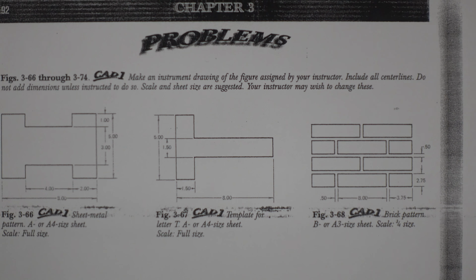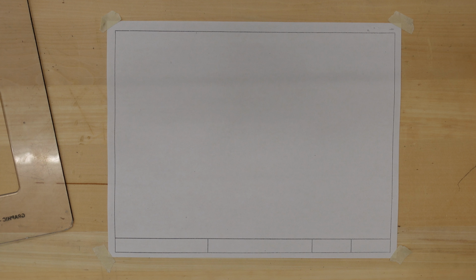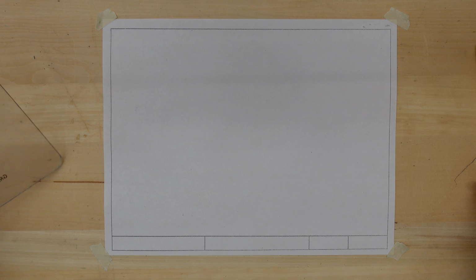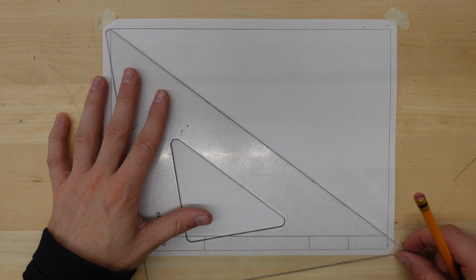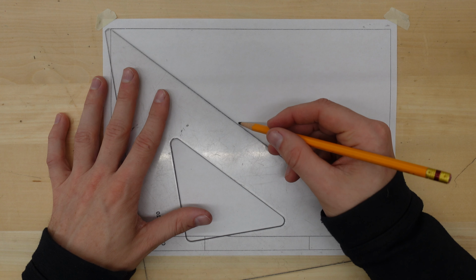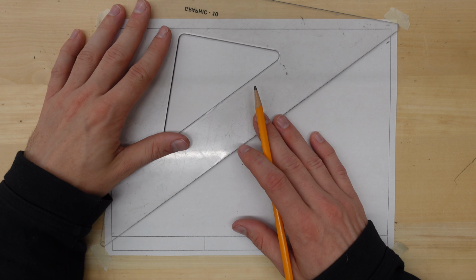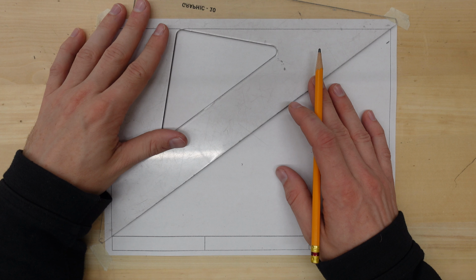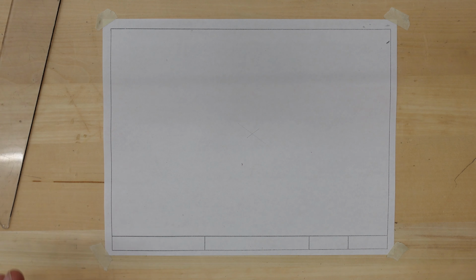So let's zoom out here. Got our paper. Square it in the frame a little better. All right. So once again, I'm going to start with a construction line. Super light. I'm going to make an X to find the center. I have far fewer lines than I did last time, but there's the X to find the center.